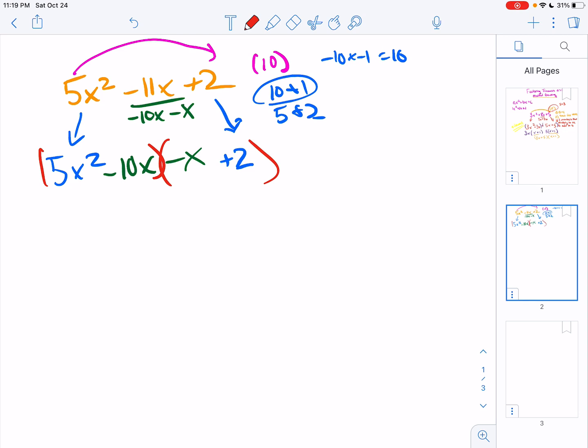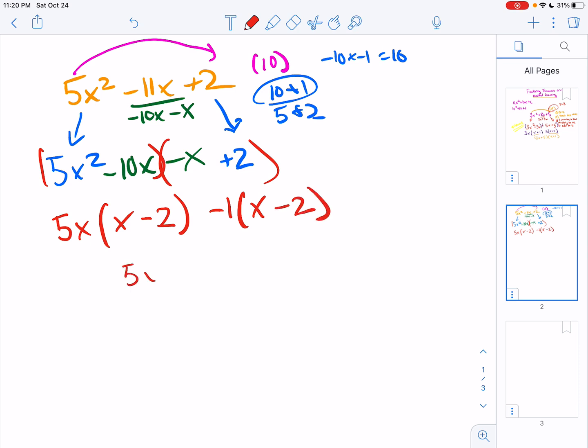For the GCF of 5x squared and negative 10x, I pull out a 5x. What I have left is x, and here what I have left is 2. On the other side, we want this to say x plus something or x minus something, so we're going to pull out a negative 1 here. This can just say positive x. When I pull out a negative 1 from positive 2, I get negative 2. And we are done.